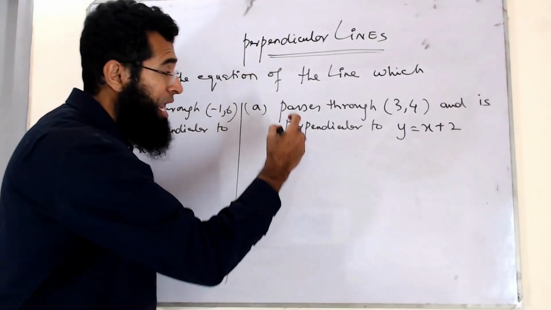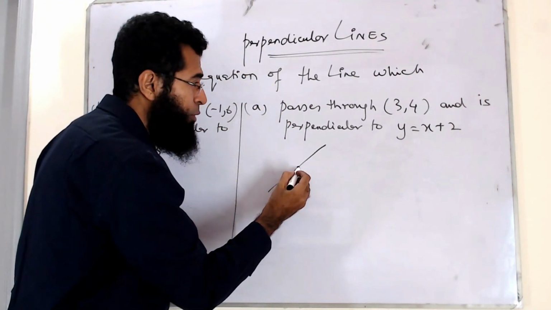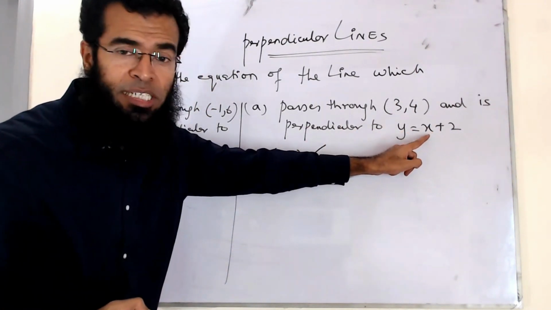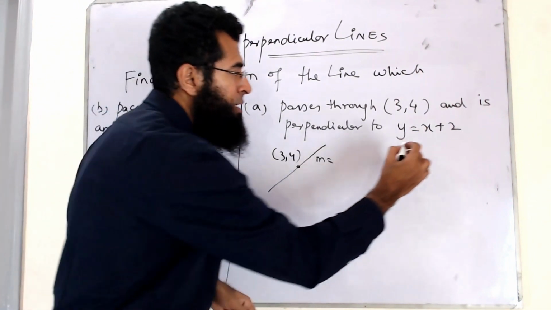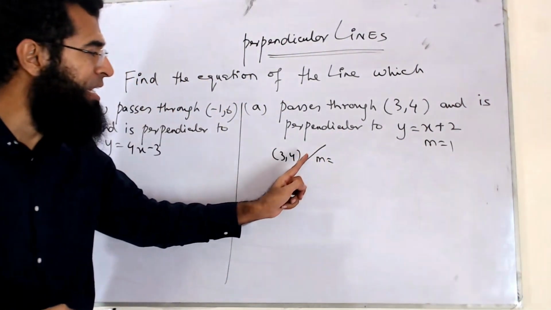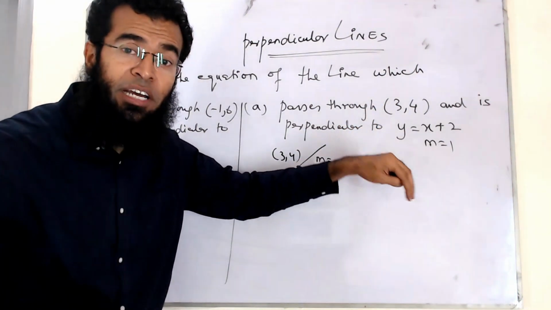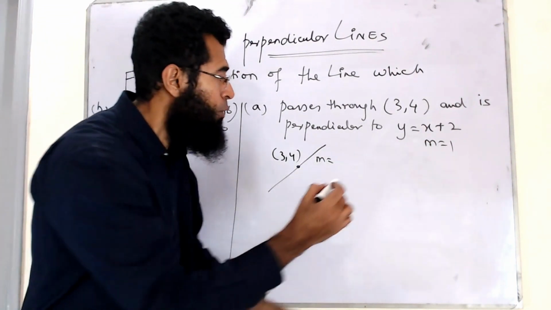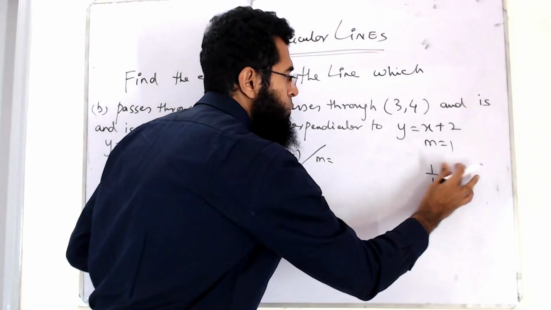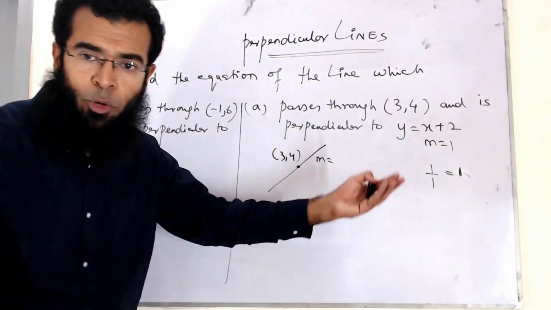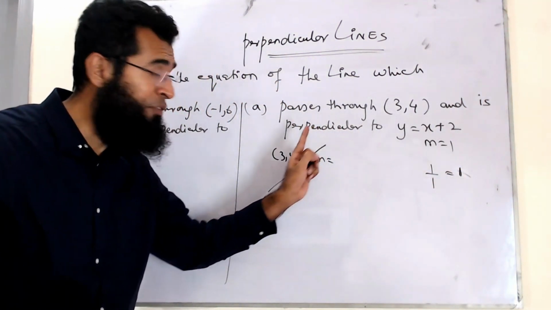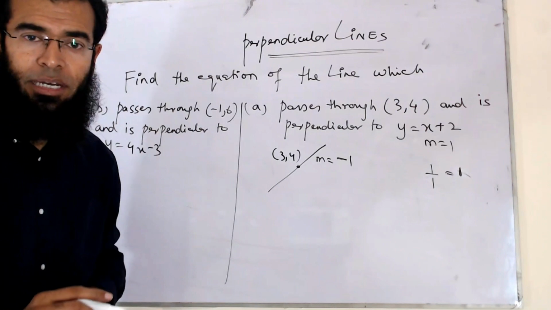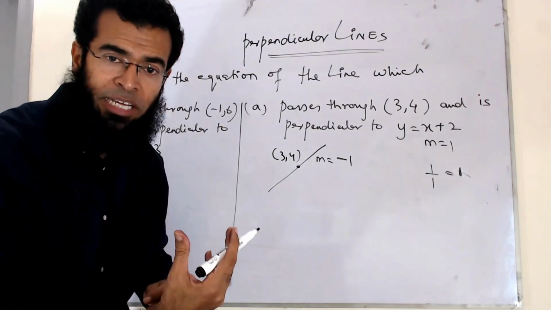Because the line we're trying to find, which passes through this point, is perpendicular to this line, and the gradient of this line is 1, what will be the gradient of the perpendicular line? Negative reciprocal. If you take the reciprocal of 1, 1 over 1 is also 1. So the negative reciprocal means the gradient of the perpendicular line will be minus 1. I hope this is pretty simple because of the property, right?